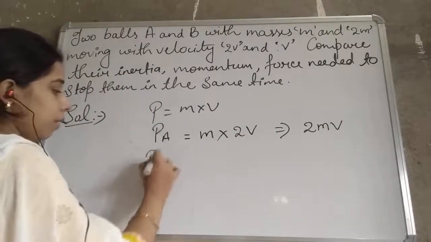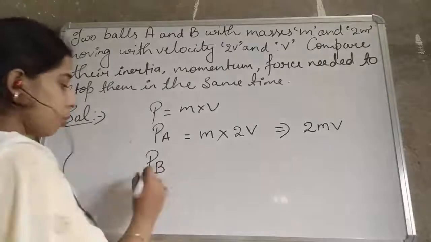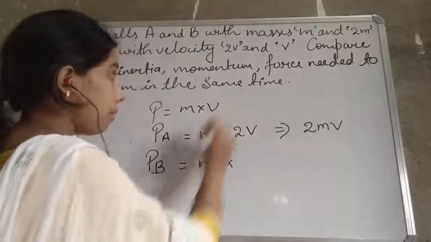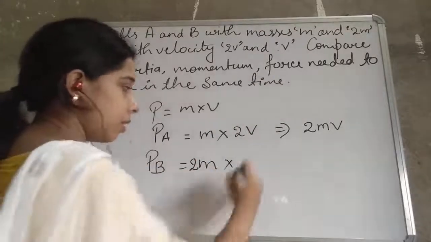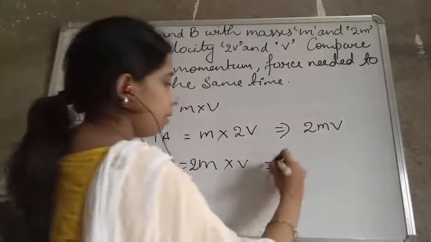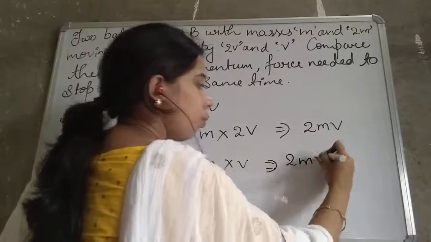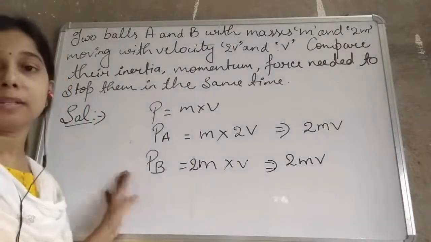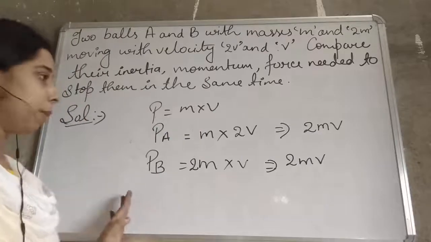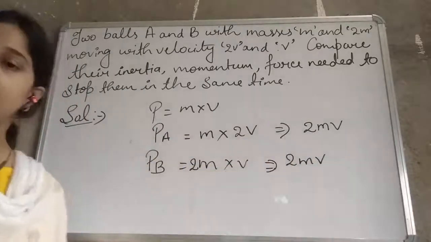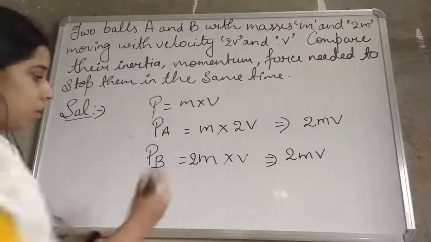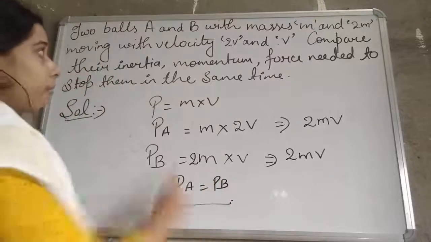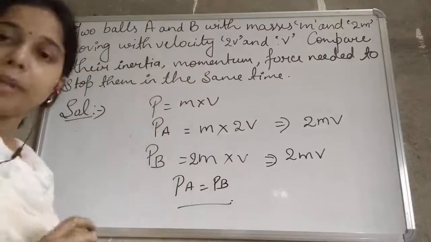Now the second one, the momentum of body B. PB is equal to mass into velocity, mass is here 2m and velocity is v. So it will also be 2mv. Okay, so if we compare the momentum of both the bodies, the momentum of both of them will be the same. So here we will write PA is equal to PB. Momentum of body A is equal to momentum of body B.